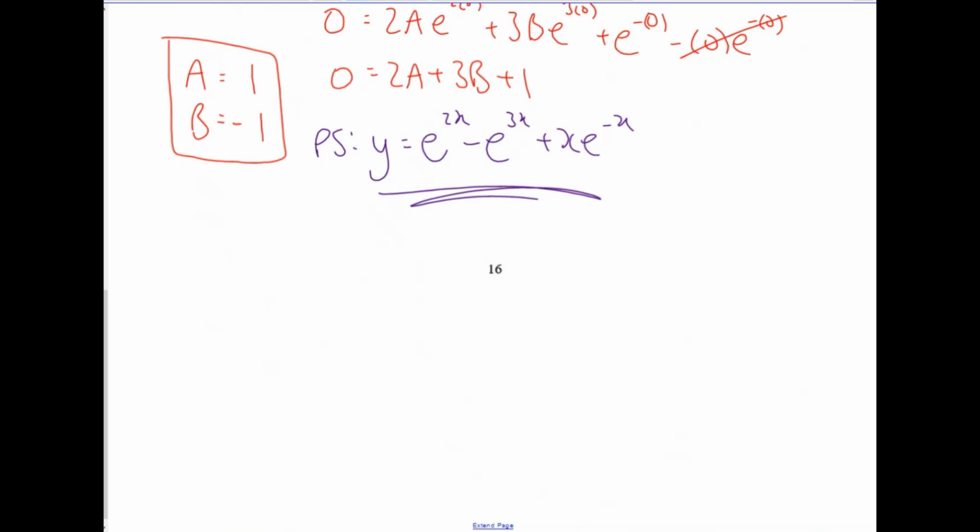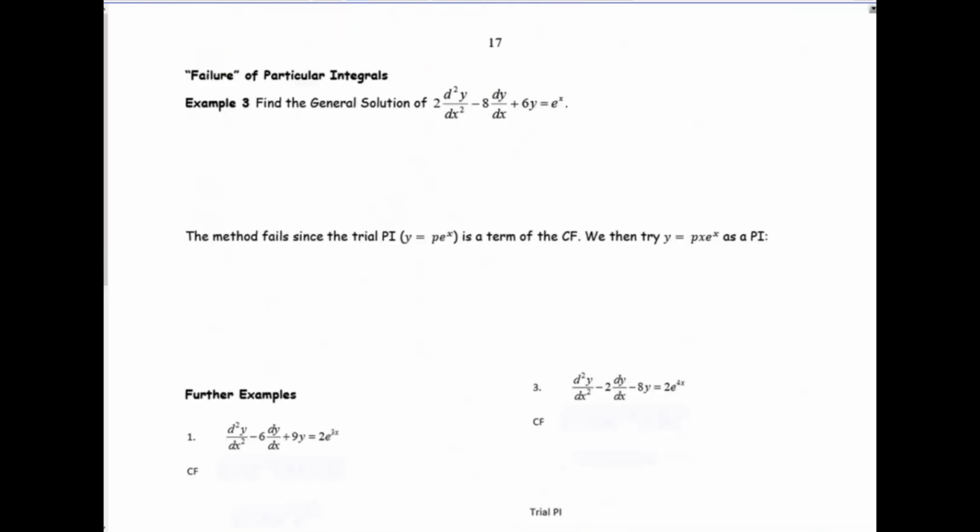That's the last one was solving. Like I said, if you have a non-standard particular integral, they will give you it in the exam. There are situations where what you would usually choose to be a particular integral will fail. So we're going to look at an example of this.